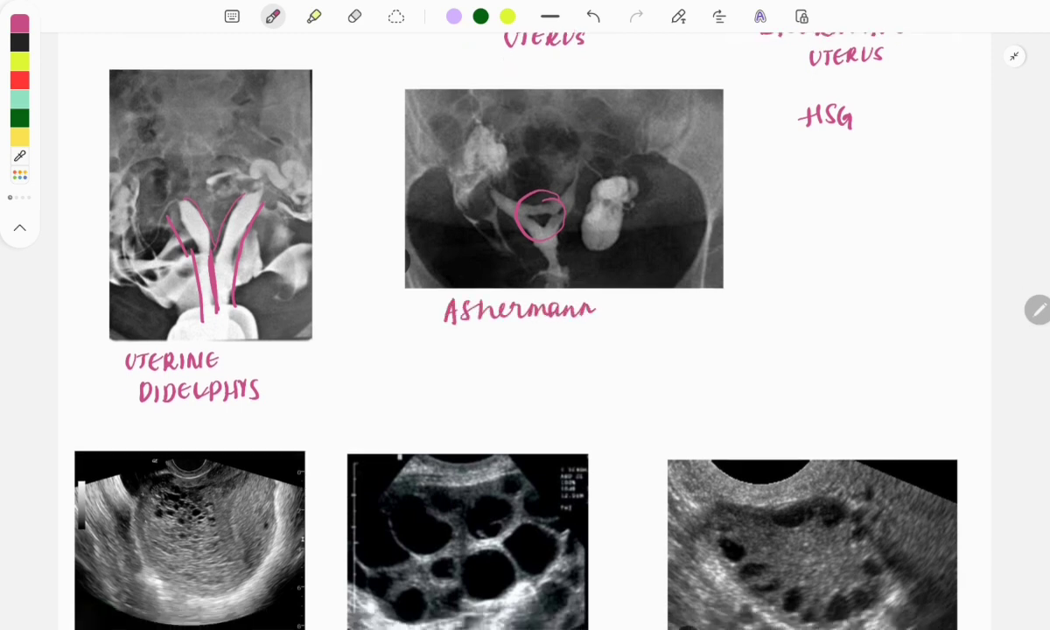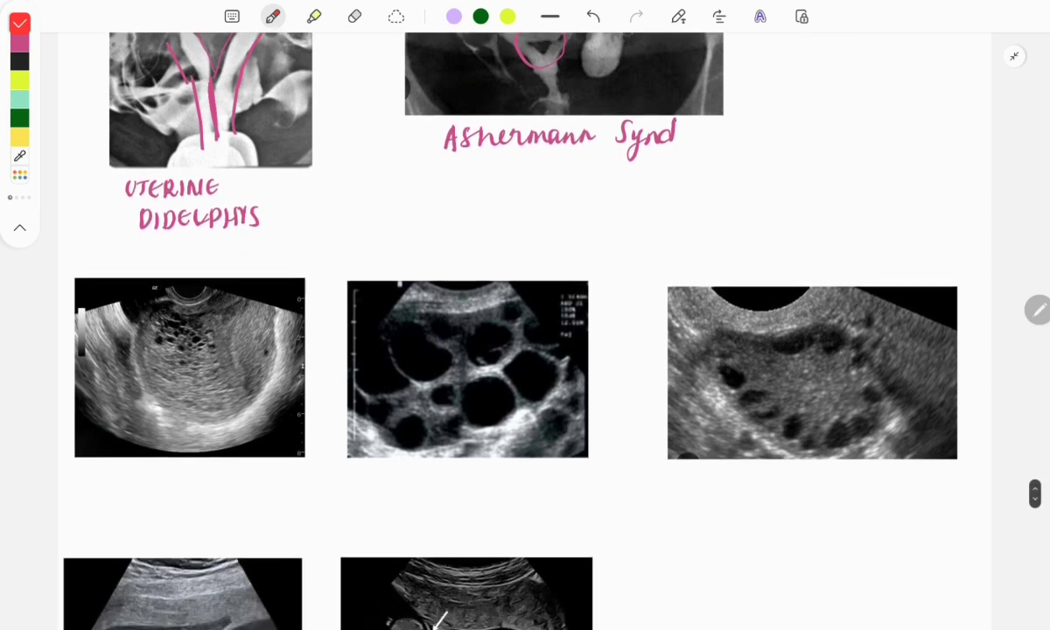Asherman syndrome is also a very important topic, and it can be a simple image-based question asked in relation with radiology, or, giving a case, they can ask this question in gynecology also. Then moving on to some ultrasound images.